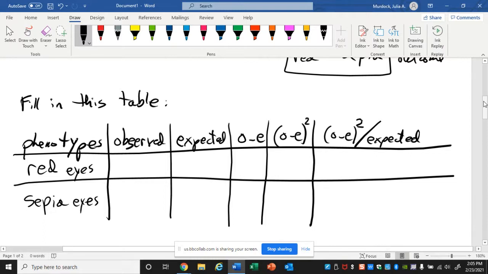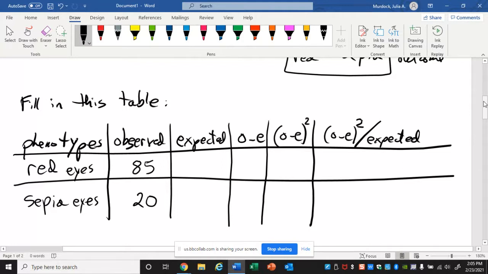I'm just going to make up some observed results here, okay? I'm just going to make them up out of my head. Get your calculators out and help me, okay? So let's say that we had 85 red-eyed flies, and let's say we had 20 sepia-eyed, okay? That was what we actually observed.